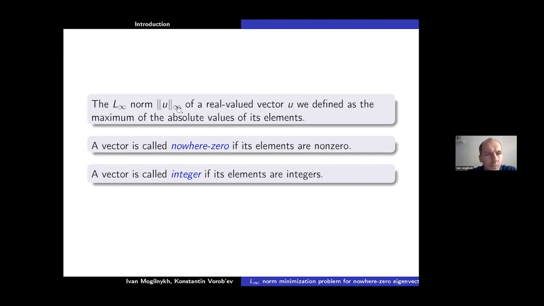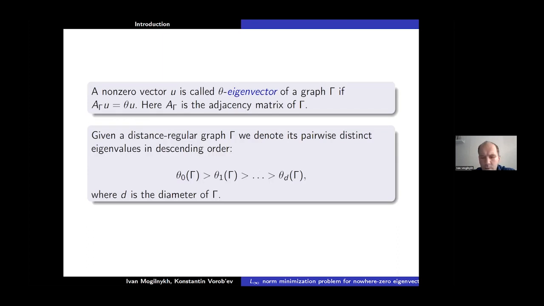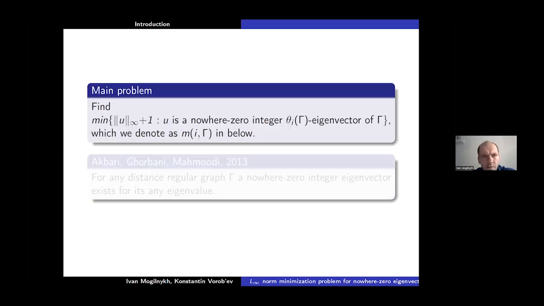As an infinity norm of a real-valued vector, I mean the maximum of the absolute values of the elements of this vector. A vector is called nowhere zero if all of its elements are non-zero, and it's called integer if elements are integers. I skip the definition of a theta eigenvector.